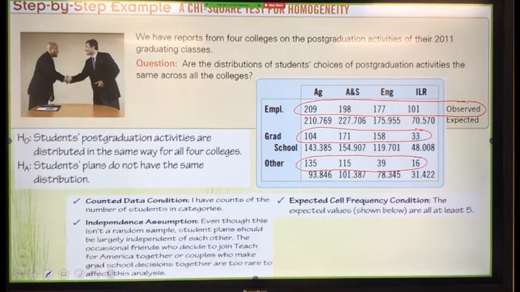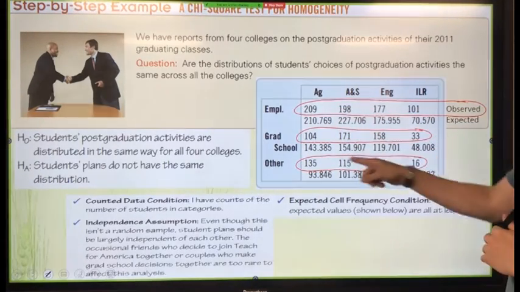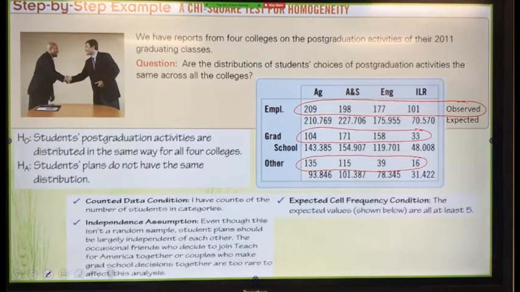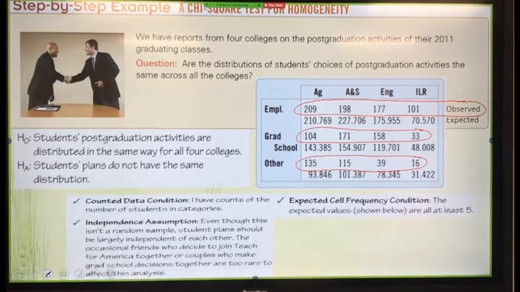Looking at conditions, do we have the counted data? Yep, these look countable. Again, no decimals. Independence, even though this isn't a random sample, students' plans should be largely independent from one another. Now we know that's probably not so much true. Students have friends. Hey, were you in grad school? You know what, I'm thinking about grad school too, and might convince them. But, let's not get that technical. Let's assume independence. And expected cell frequency condition. Are the expected values at least 5? These are definitely above 5. So we're good to go.